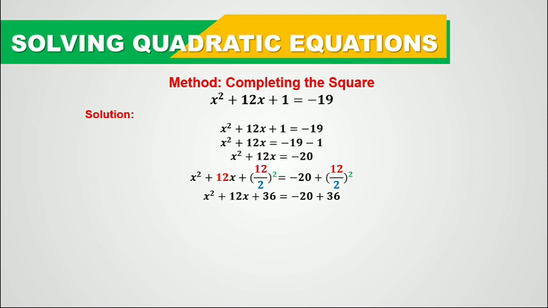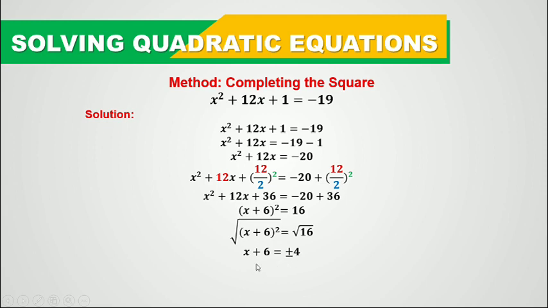So this can be written as quantity x plus 6 squared equals negative 20 plus 36, that's 16. And then let's get the square root of both sides. So that's the square root of quantity x plus 6 squared equals the square root of 16. So this becomes x plus 6 equals, the square root of 16 is positive and negative 4.